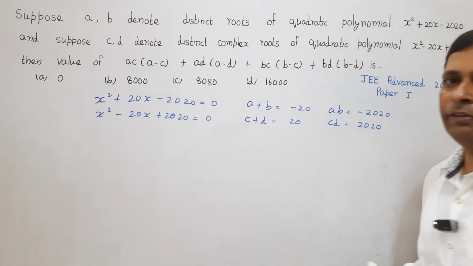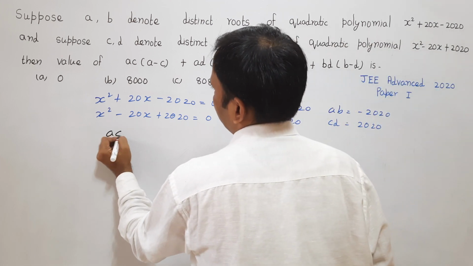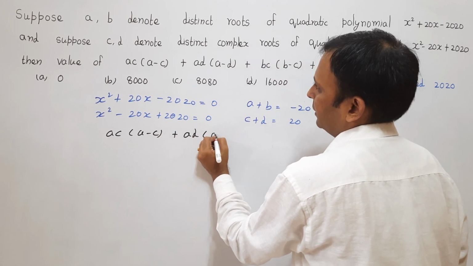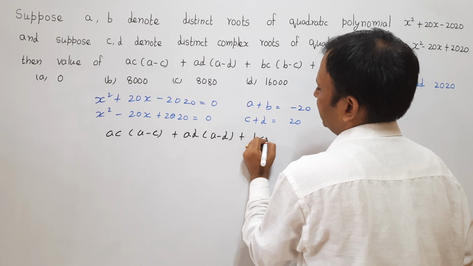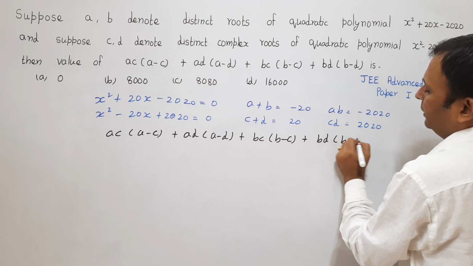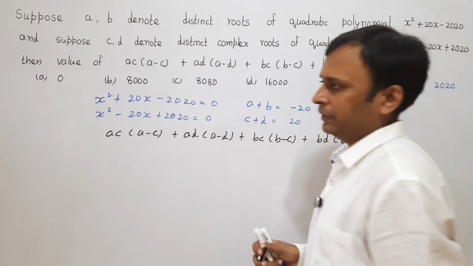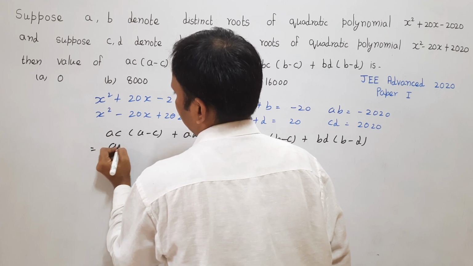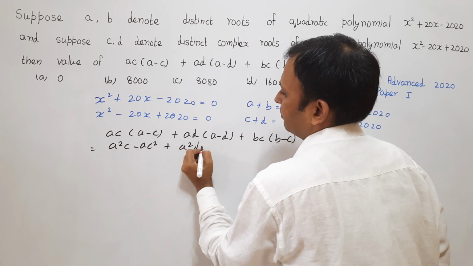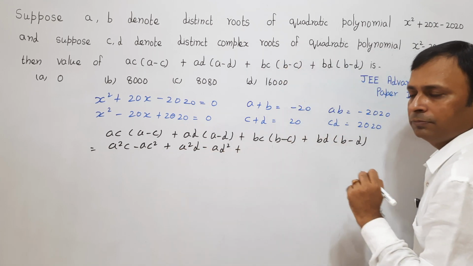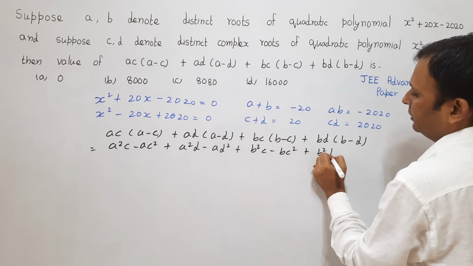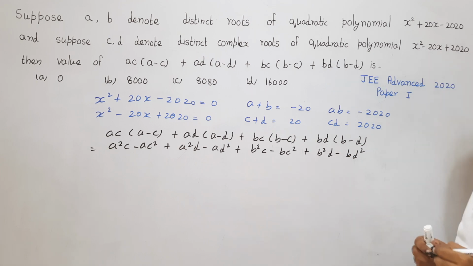Now let's see what is the expression. The given expression I will rewrite as AC multiplied by A minus C plus AD multiplied by A minus D plus BC multiplied by B minus C plus BD multiplied by B minus D. So let me first expand this particular expression. So this value becomes A square C minus AC square plus A square D minus AD square plus B square C minus BC square plus B square D minus BD square.